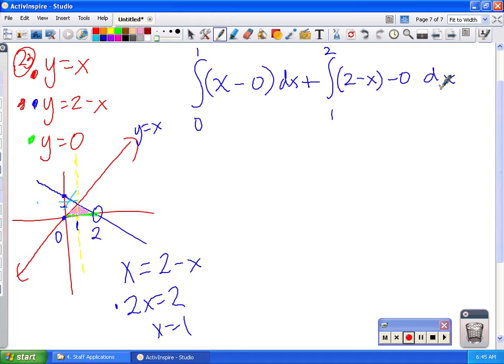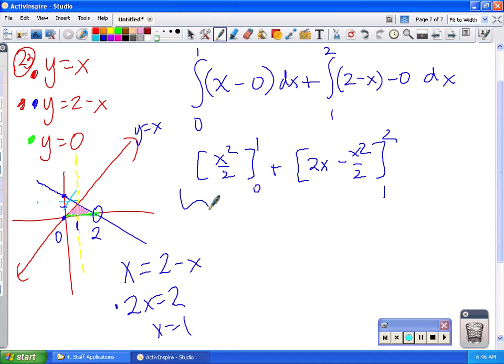So I would have the integral, I'm going to go ahead and find the antiderivative. The antiderivative of x is x squared over 2, evaluated from 0 to 1, plus finding the antiderivative of the other function, 2x minus x squared over 2, evaluated from 1 to 2. And I would do this arithmetic and this arithmetic, fundamental theorem of calculus, add them together, and find the area that's enclosed between those 3 functions.